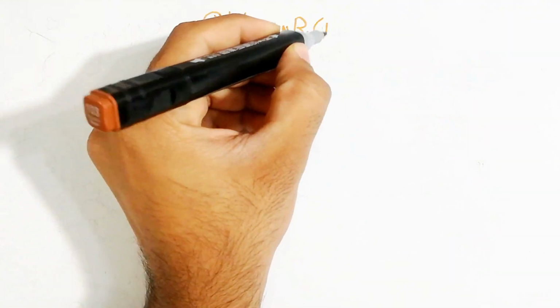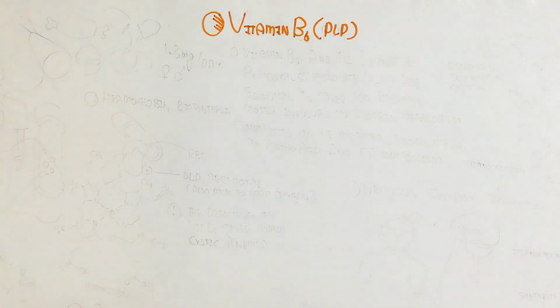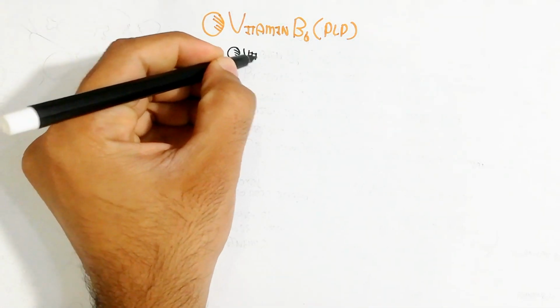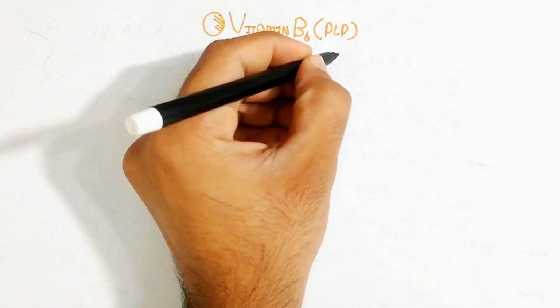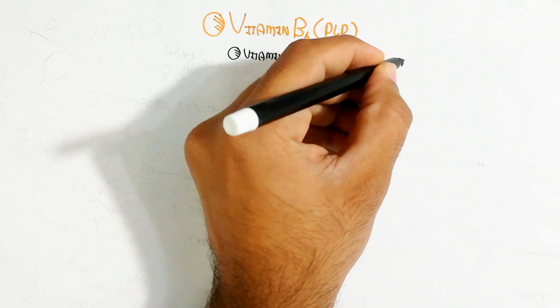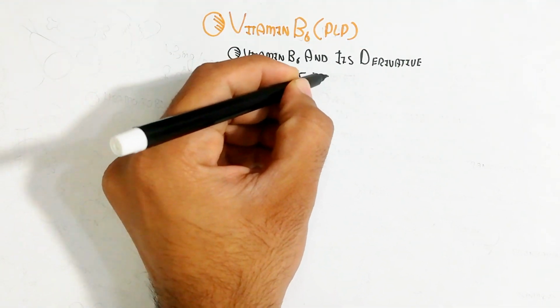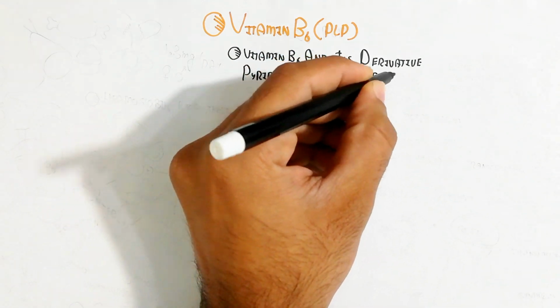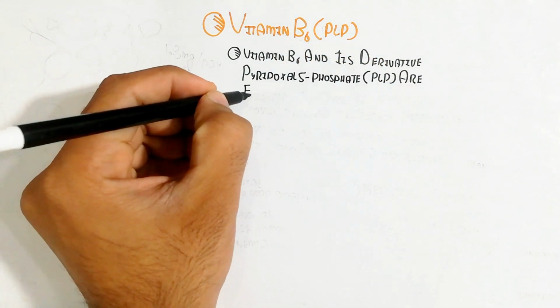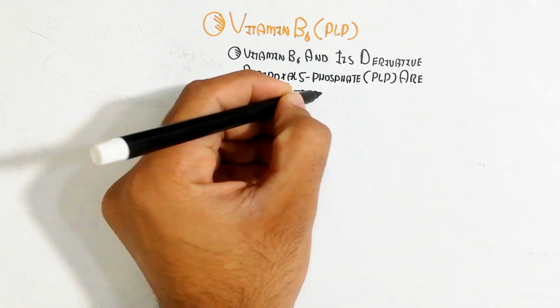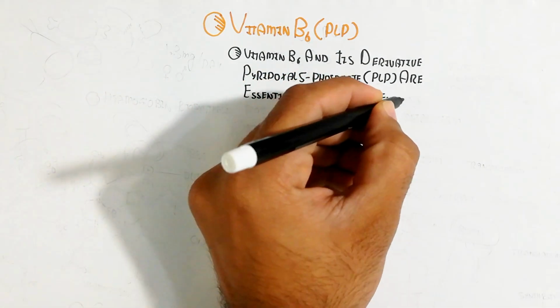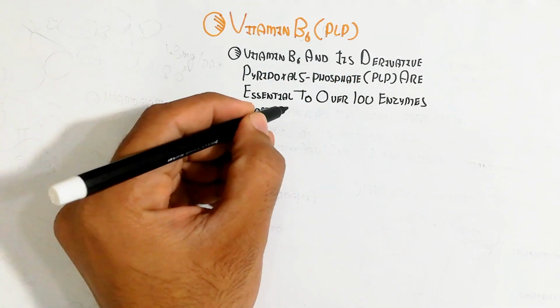It is also known as PLP. Vitamin B6 and its derivatives, the pyridoxal 5-phosphate PLP, are essential to over 100 enzymes, mostly involved in protein metabolism. So a lot of enzymes require this vitamin B6 as a coenzyme to work normally.